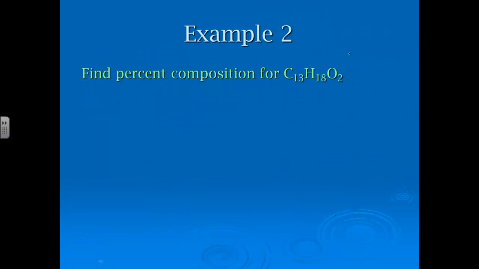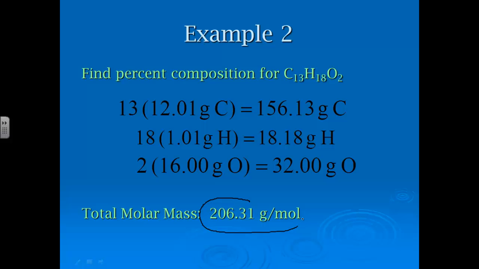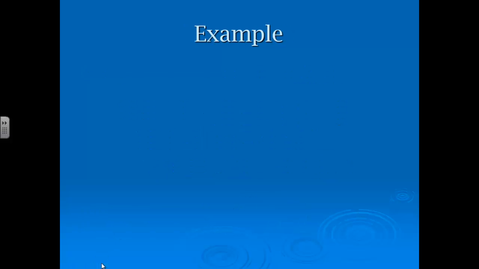The next one we're going to do is back to our ibuprofen. We're going to find the percent composition. Now we've already done the molar mass calculation, so for the sake of time, here are all your contributions. There are 13 carbons for 156.13 for carbon. There's 18 hydrogens, 18.13 grams for hydrogen. 2 times 16, 32, which gives us a grand total of 206.31 grams per mole.